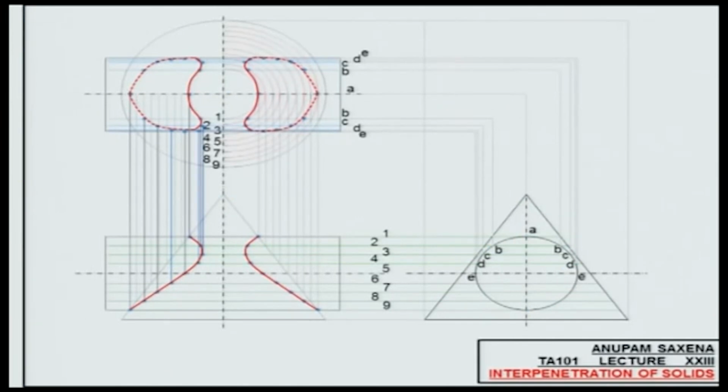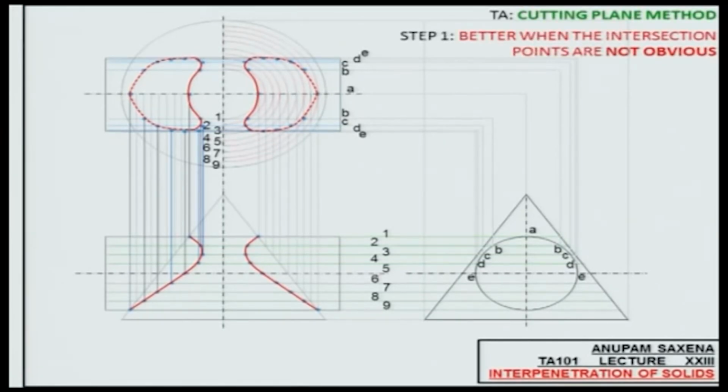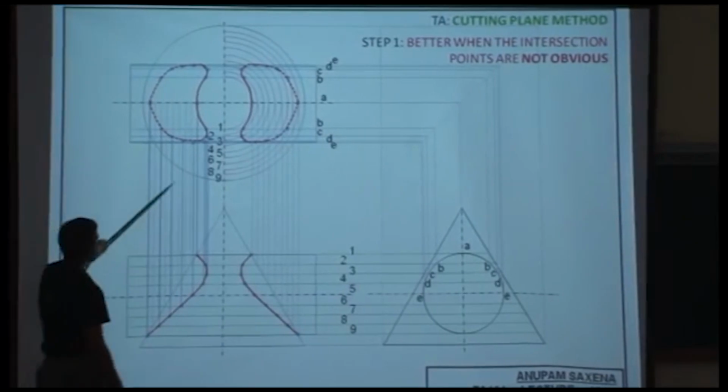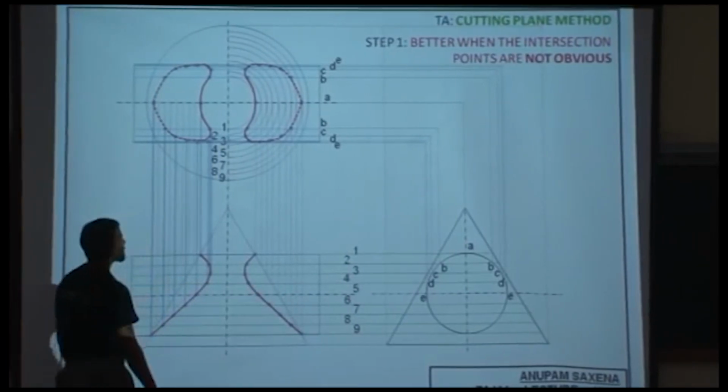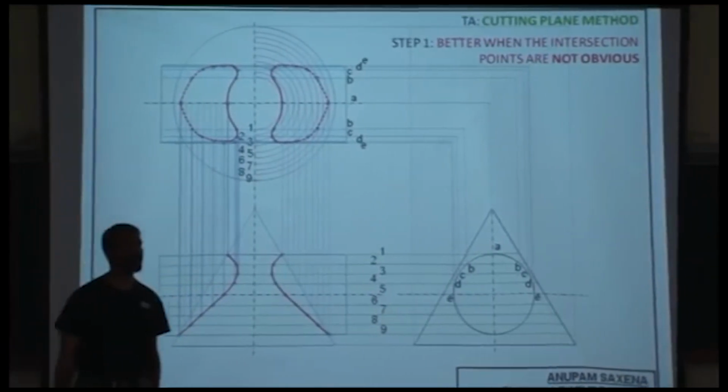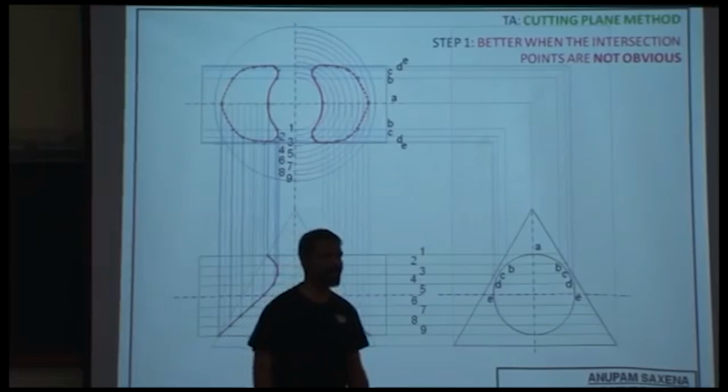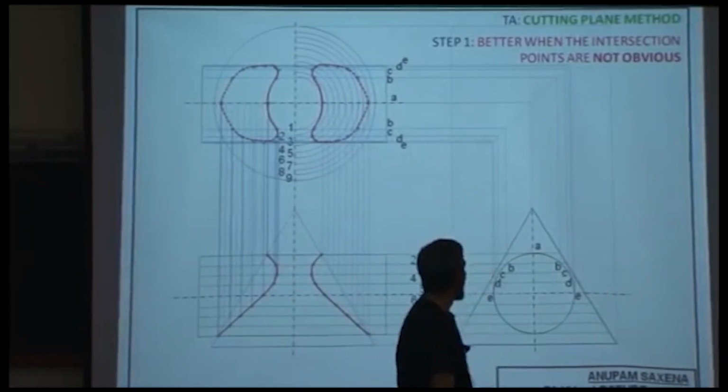All right. So this was the select line method or the generator method, and it works only when the intersection points are obvious in one of the views. Okay. The other method was the cutting plane method. Look at these views for example, and the method works better when the intersection points are not obvious, and I'll give you an example later today.